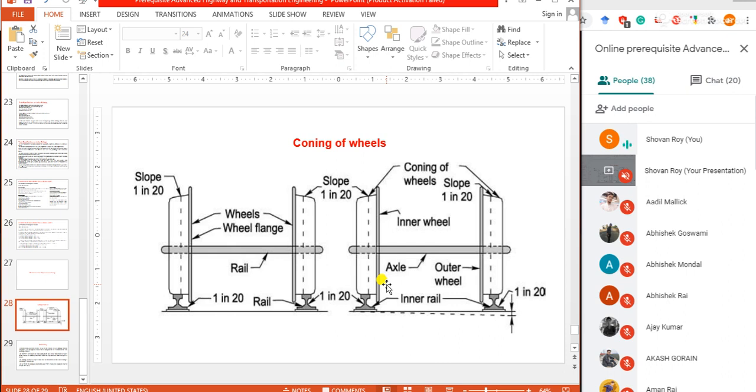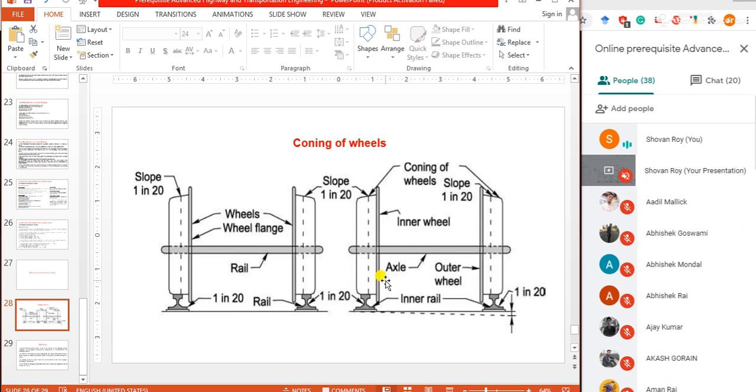The vehicle tends to move out. To avoid this, the circumference of the tread of the outer wheel is made greater than that of the inner wheel. This helps the outer wheel to travel a longer distance than the inner wheel.